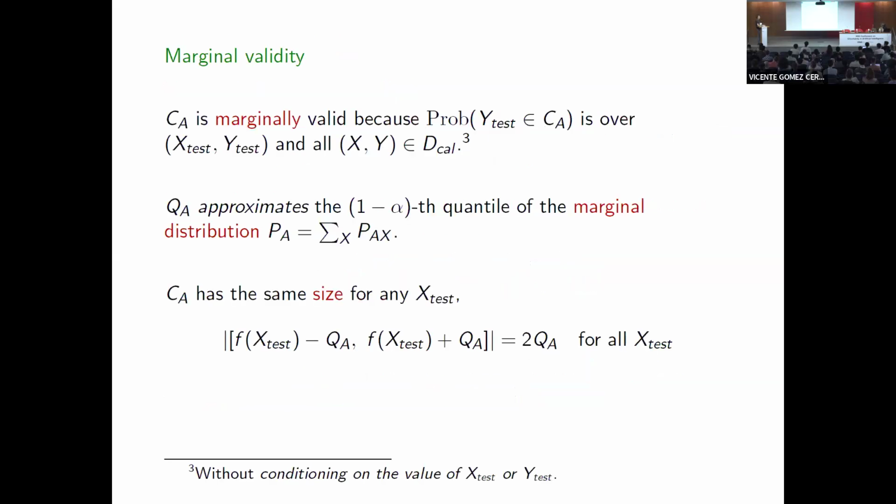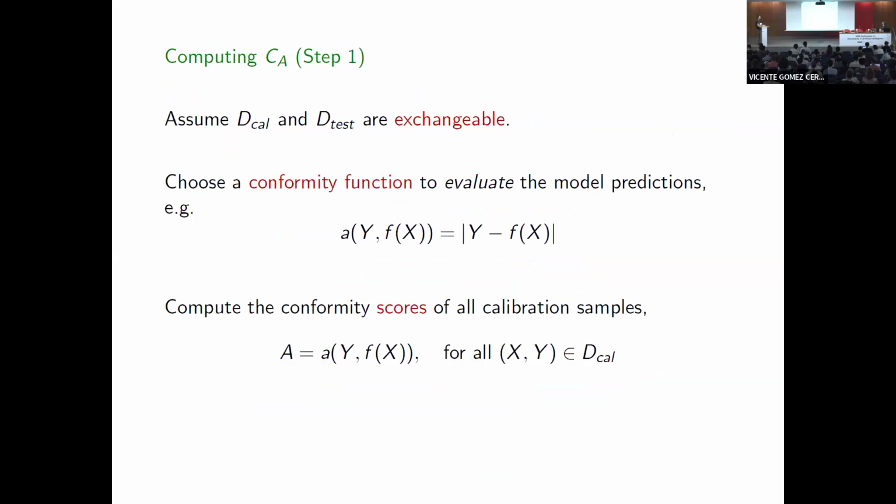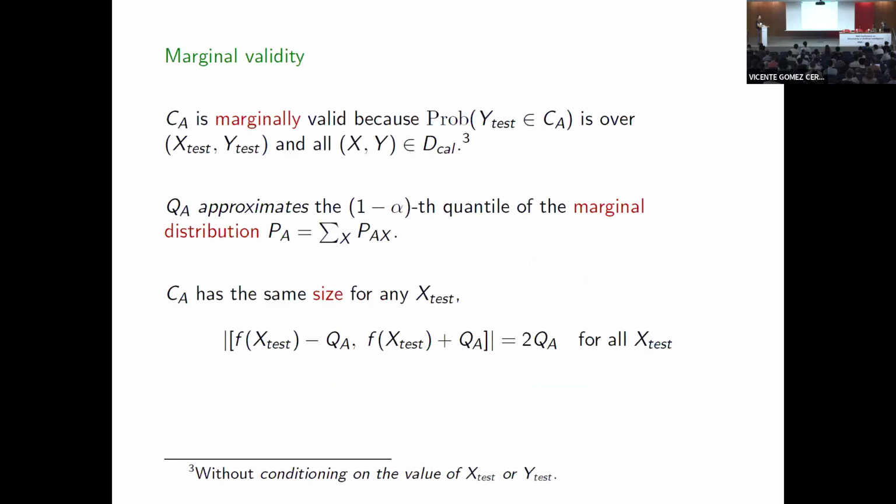And as here we compute the scores of all samples, in this case, what we get is marginal validity. So again, the probability here is over the entire calibration set and the test. So in this case, the quantile is the quantile of the marginal distribution.